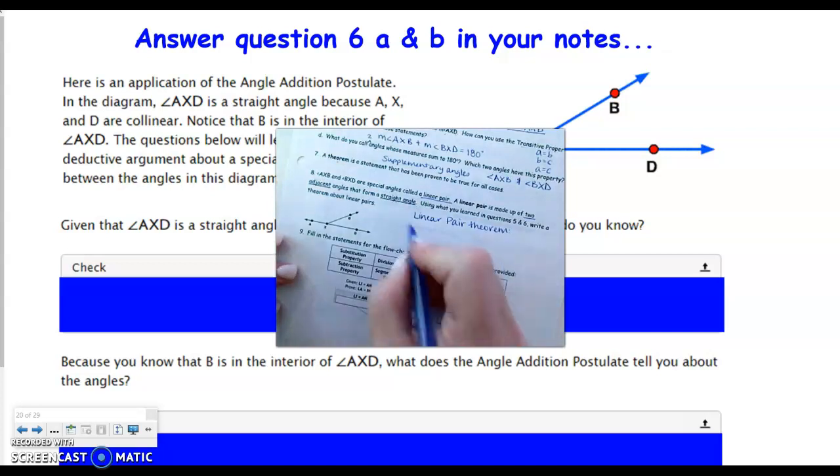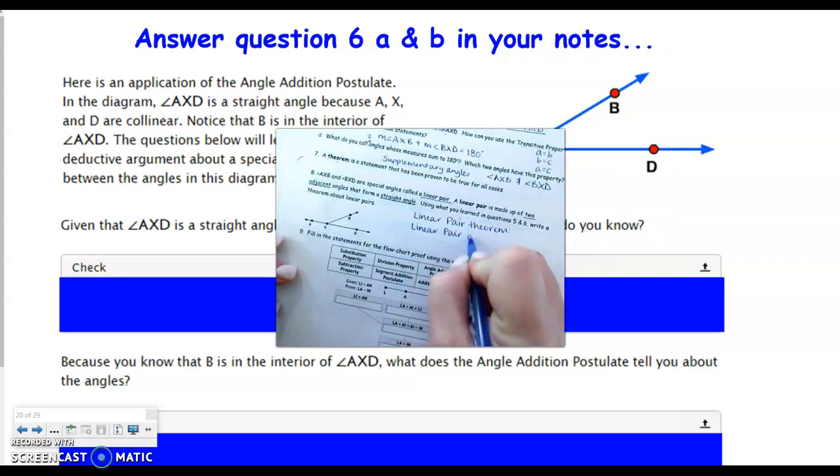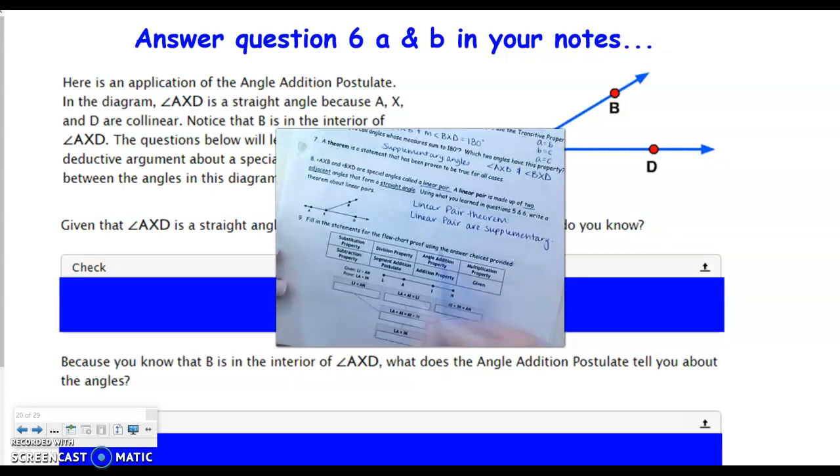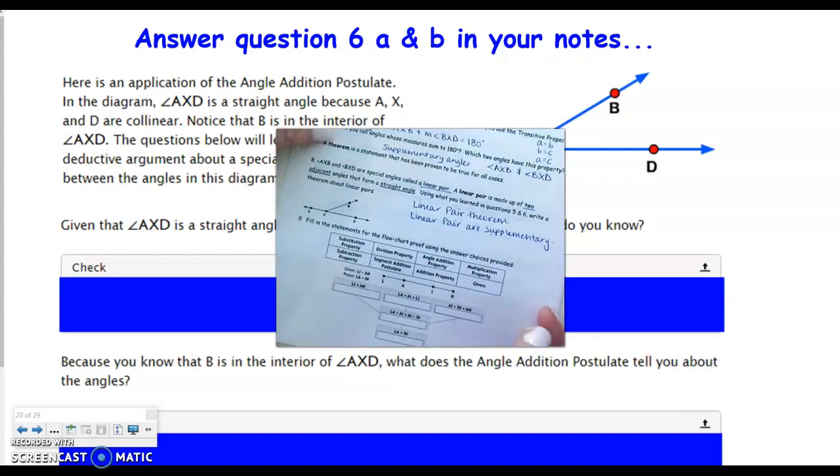So linear pair theorem states that linear pairs are supplementary. It's that short and easy. The linear pair theorem simply states that if you have a linear pair, you know they're supplementary to each other. So we have to know what supplementary means. In order to apply that, we have to know that that means they add to be 180 degrees.